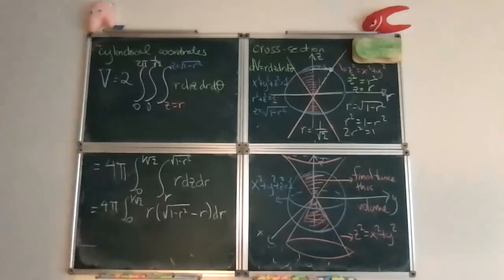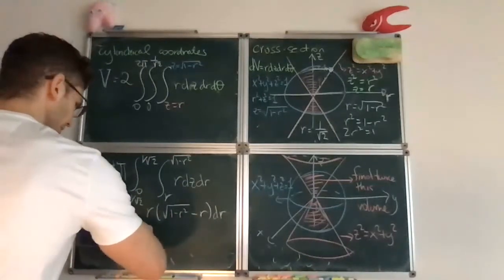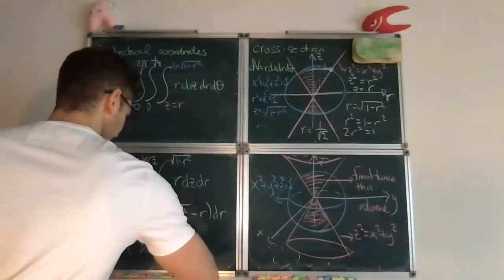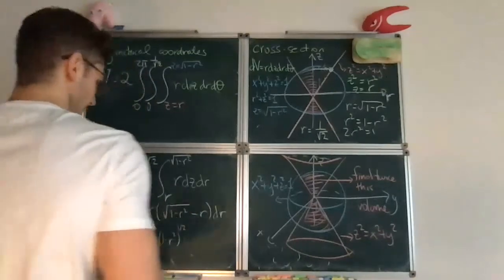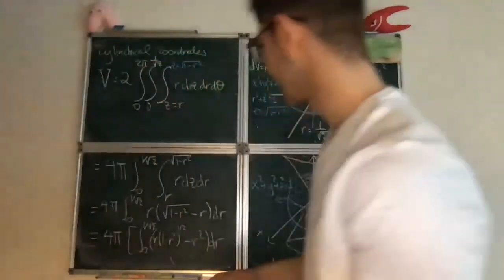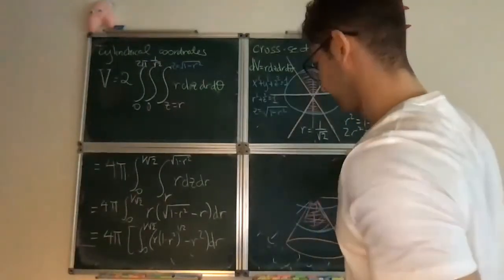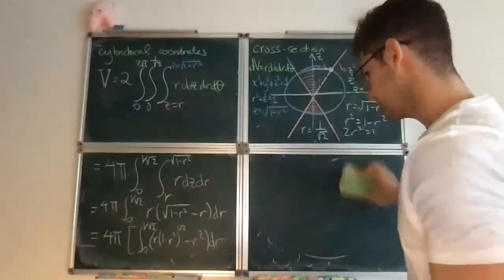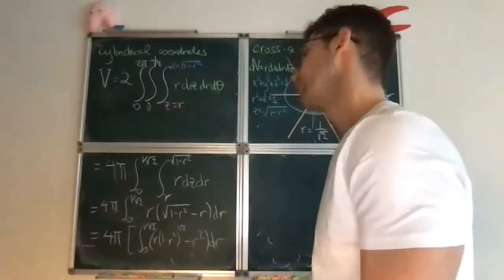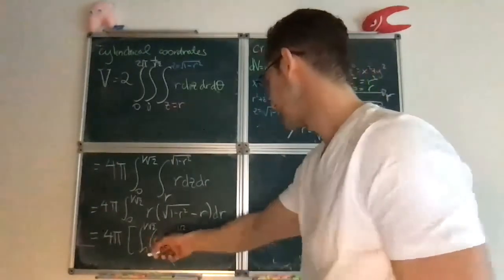Okay, and now we have to integrate this last thing, so 4 pi. Really, you can do it as two different integrals: the integral from 0 to 1 over root 2 of r times 1 minus r squared to the 1/2, minus r squared dr. So I'm going to do these two integrals separately. The last term is easy to integrate, that's just r cubed over 3. This term, if you want to integrate it, you have to make a substitution, like you would call u equals 1 minus r squared.